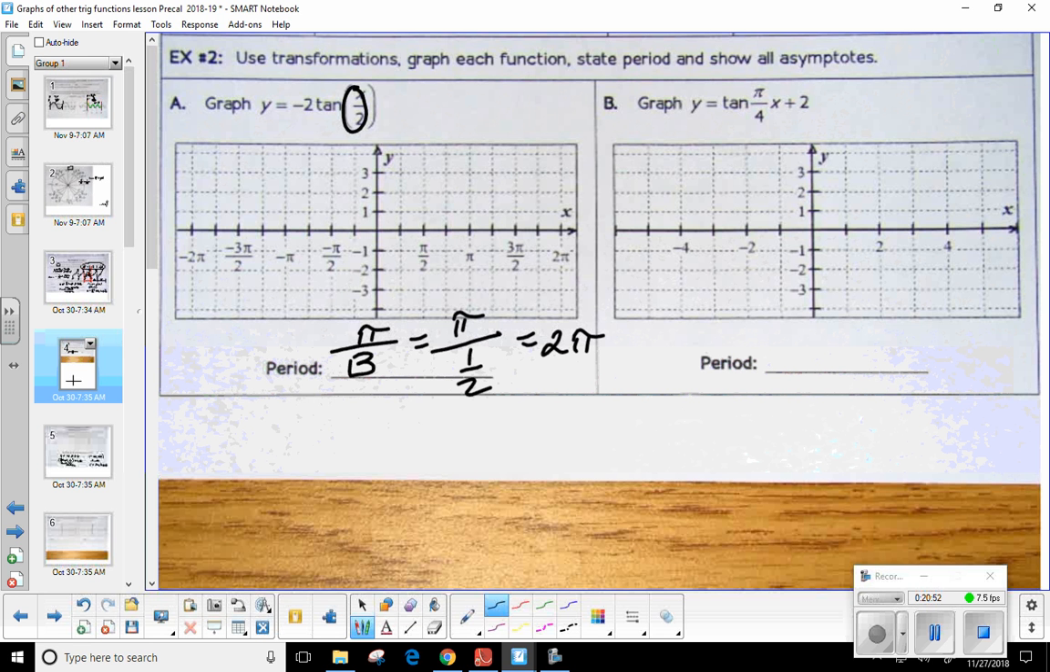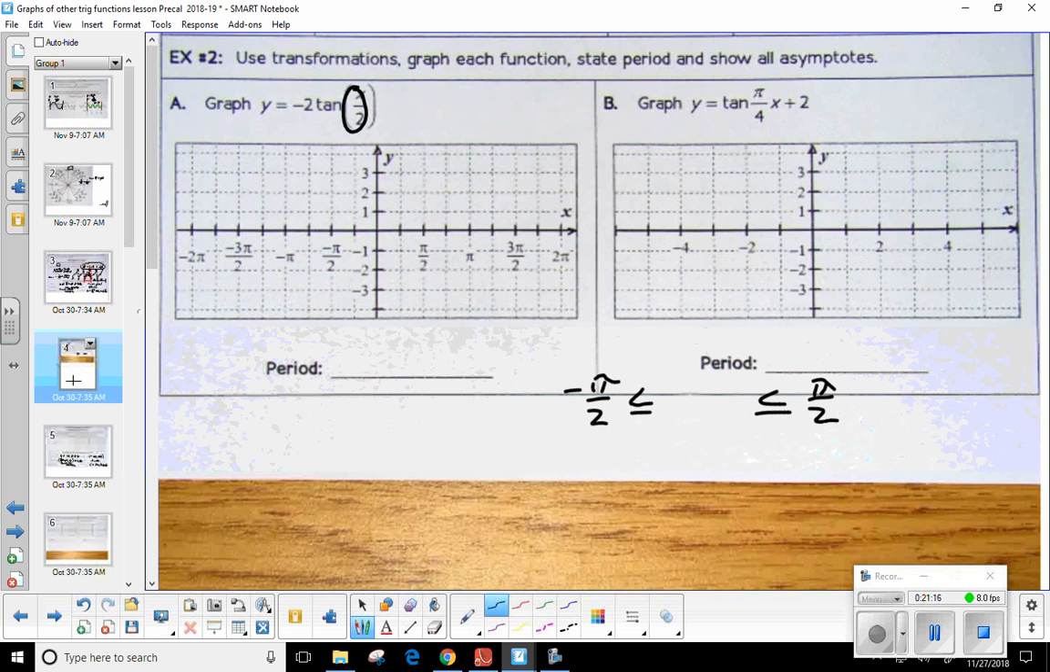Tangent of pi over 4x plus 2. All right, let's go ahead and start with the compound inequality. Now there's no parentheses here, so I'm still going to start with negative pi over 2 and pi over 2. For tangent, we're going to be very specific about that. We need a consecutive pair of asymptotes. For sine and cosine, we'll go 0 to 2 pi. Even cotangent will have something different, but those are the only ones that are going to change.